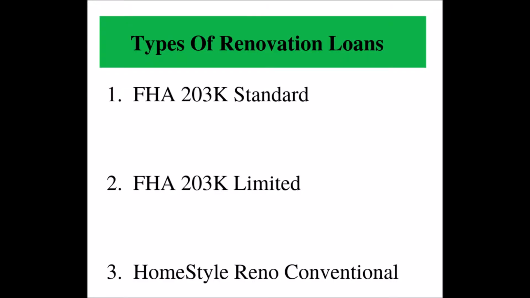So I know we've got 3 main types of renovation loans. You've got the Fannie Mae HomeStyle, which is a conventional, and you've got the FHA 203K standard, and then FHA limited. Is that correct? That is correct. FHA breaks up their renovation program into 2 different styles: the limited and the standard. And Fannie Mae just keeps their HomeStyle as the HomeStyle.